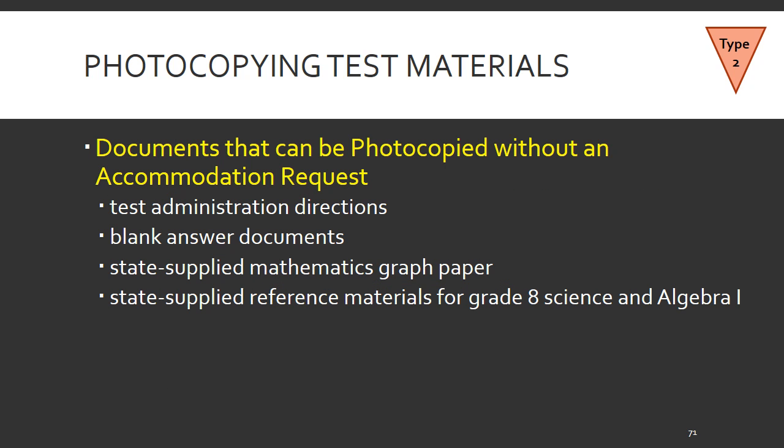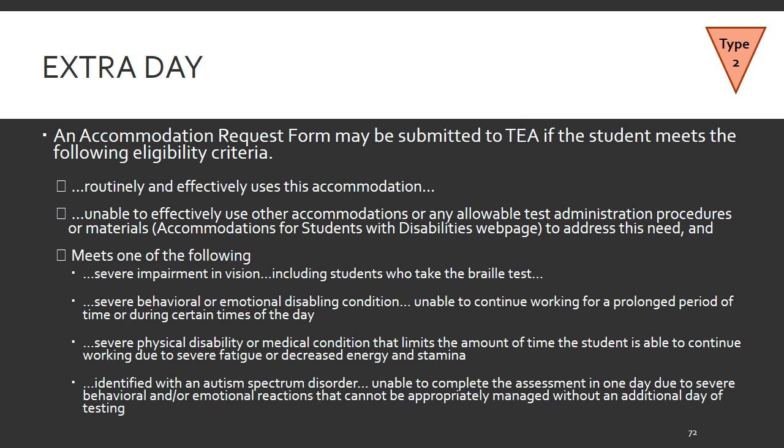Documents that can be photocopied without an accommodation request: test administrator directions, blank answer documents, state-supplied mathematics graph paper, and state-supplied reference materials for Grade 8 Science and Algebra 1. Extra day. An accommodation request form may be submitted to TEA if the student meets the following eligibility criteria.